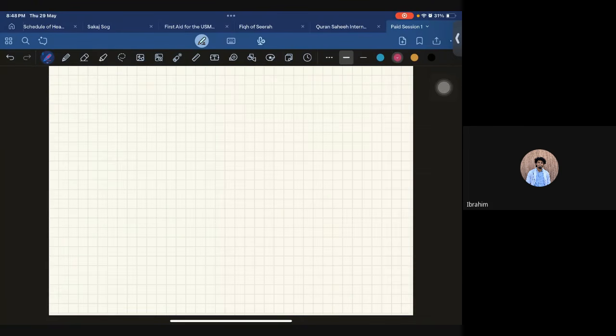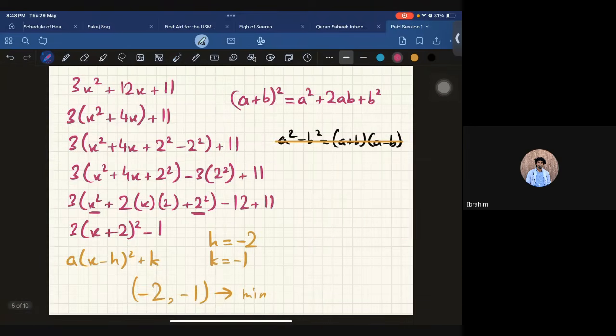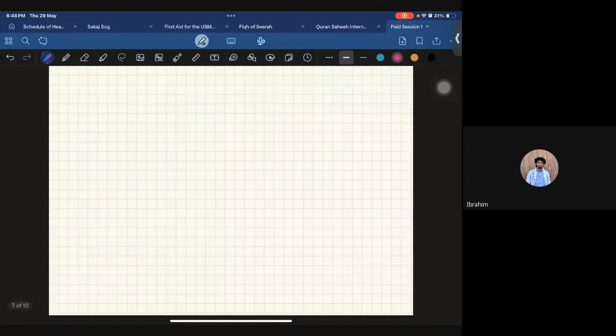So for the next question, again, we've done this. 3x square plus 12x plus 11. Let's do it quickly. Now I'll need your help. I want you to break the middle term for me and tell me what it should be.